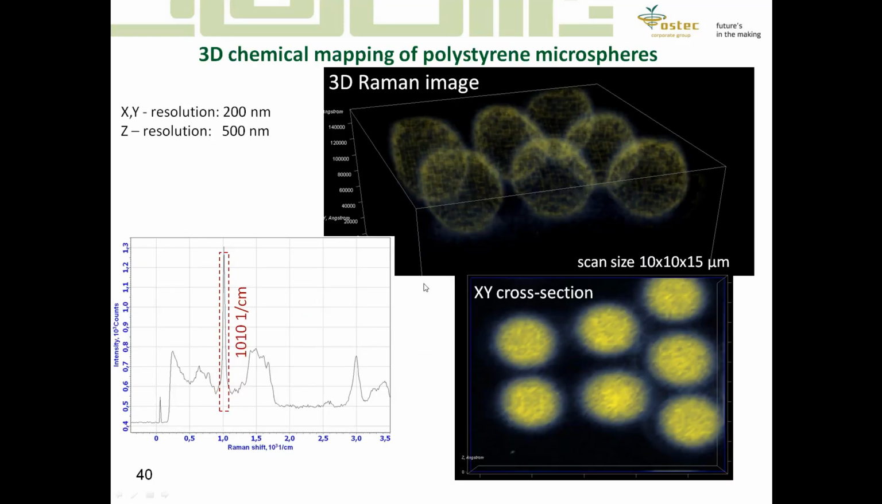And here we can see a high resolution image of a test sample, polystyrene microspheres. The size of this 3D image in XY is about 10 by 10 microns, and in the Z direction the image is about 15 microns. So the resolution is diffraction limited, 200 nanometers in the XY direction and 500 nanometers in the Z direction, and therefore the shape of the spheres looks like circles, not elliptical.